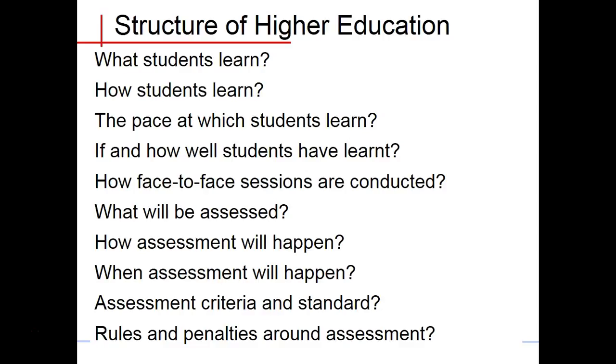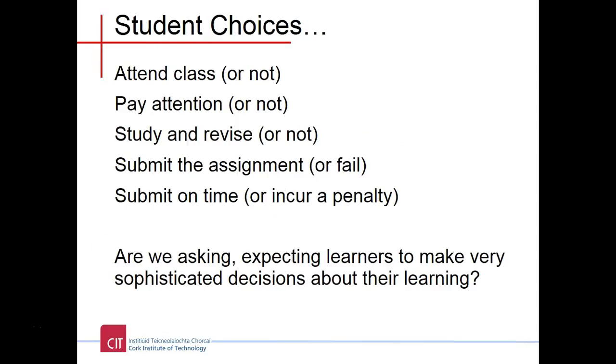And to me, that creates a dependence. It really limits, I guess, what choices they make, which may be around whether to attend class or not, to pay attention or not, to study and revise, to submit an assignment, to submit it on time or incur a penalty. And I think the consequence of this then is that they are relatively simple decisions to make. There are very few complex decisions to make.